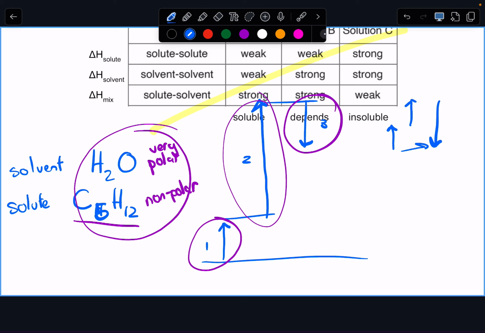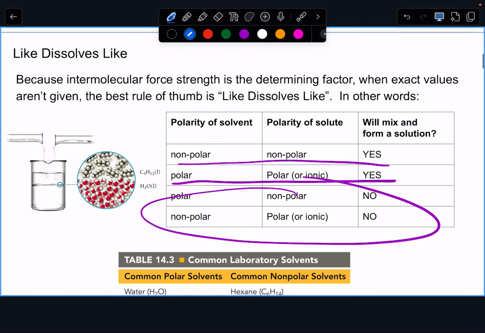So this might be slightly endothermic or maybe exothermic. The point is they're going to be comparable, the amount of energy it took and the amount of energy that it released. So like dissolves like, nonpolar and nonpolar will make those energies comparable. When you have something that's polar and nonpolar, you just can't get those energies to be comparable and you're going to end up not being able to dissolve it. So this will not dissolve. Okay, so this is an energy explanation for why like dissolves like.